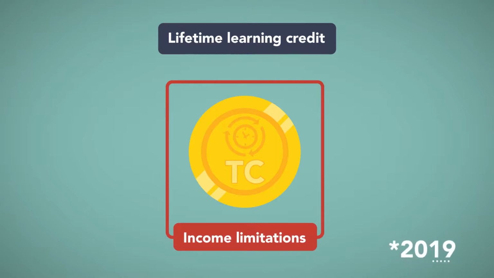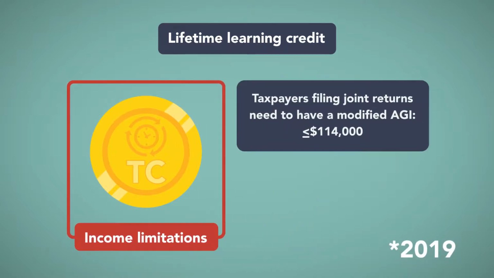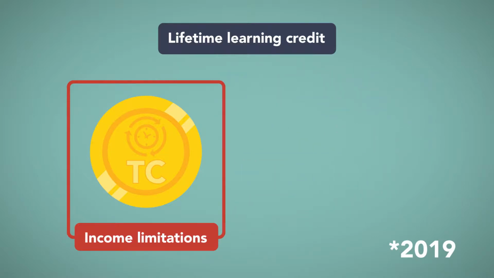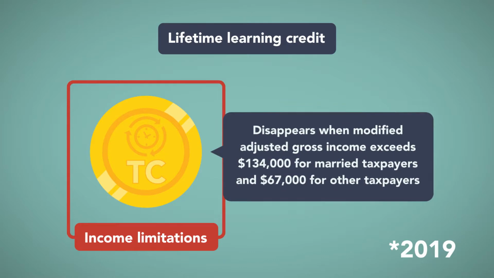As of 2019, taxpayers filing joint returns need to have a modified adjusted gross income of $114,000 or less to claim the full credit, and other taxpayers need to have a modified adjusted gross income of $57,000 or less. The credit phases out above those income levels and disappears when modified adjusted gross income exceeds $134,000 for married taxpayers and $67,000 for other taxpayers.